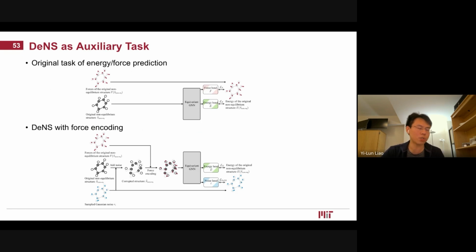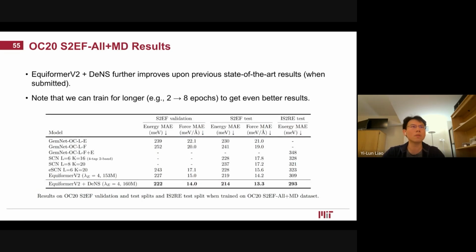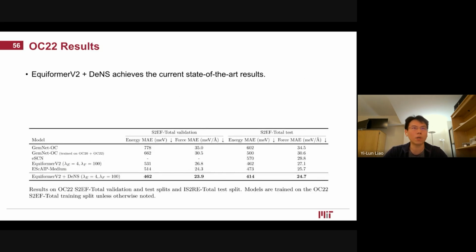And we can train DeNS along with the original task of energy and force prediction to further improve performance. And we benchmark how DeNS improves Equiformer on some large-scale datasets. On the OC20 S2EF dataset, EquiformerV2 plus DeNS improves upon EquiformerV2 and also some subsequent models. And when we train on OC20 plus MD, EquiformerV2 plus DeNS improves upon state-of-the-art results when submitted. Note that we can train for longer, from 2 epochs to 8 epochs, to get even better results. For OC22, EquiformerV2 trained with DeNS also sets the current state-of-the-art result.